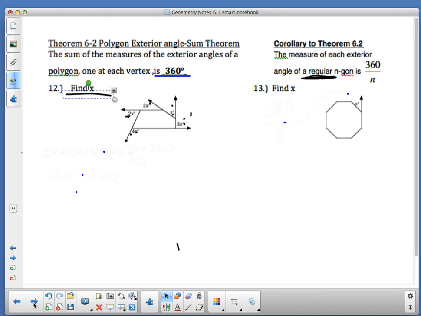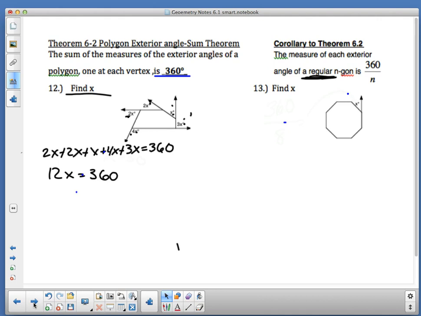So the first thing I want you to do is find x. 4x plus 2x plus 2x plus x plus 3x all equal 360. Okay, solve. Get your solve on. See how you're doing. Now I've got 12x equal 360. X has got to be 30. It's 30 degrees.